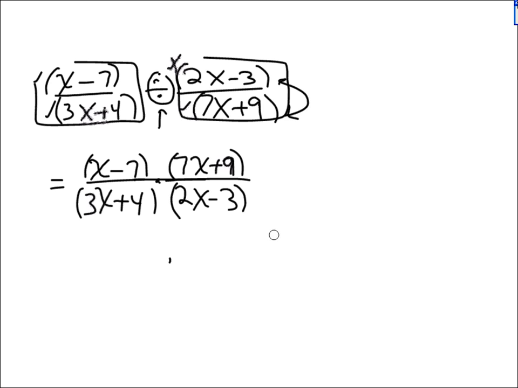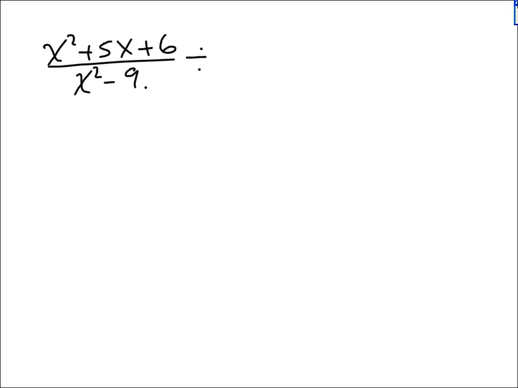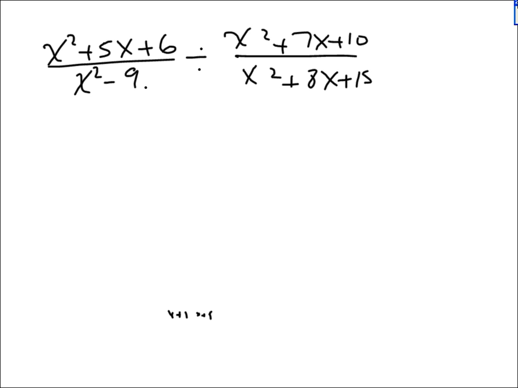Okay, but there was nothing interesting in this problem. Let's do one where you have to factor and other things. So suppose you were asked to do this problem: (x squared plus 5x plus 6) over (x squared minus 9), divided by (x squared plus 7x plus 10) over (x squared plus 8x plus 15). Suppose you had that problem.